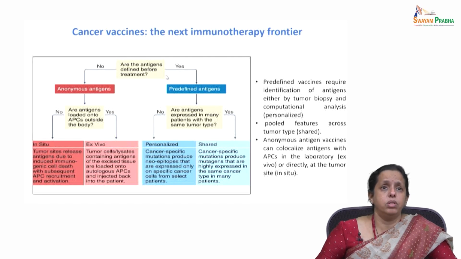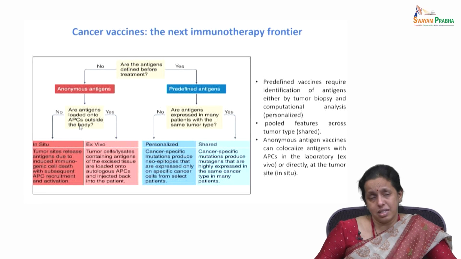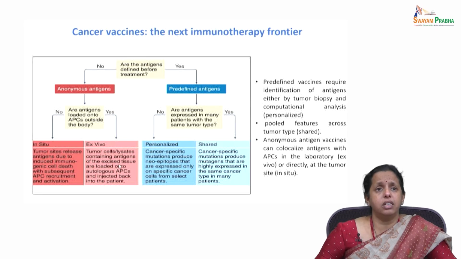Sometimes, if not, then are these antigens loaded into your antigen presenting cells outside the body? If not, is it through in situ or through ex vivo? So, tumor cell lysates containing antigens of the excised tissues are loaded into your autologous antigen presenting cells, and they are injected back into the patient.